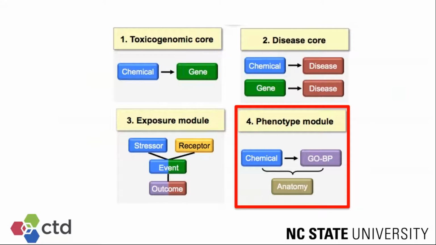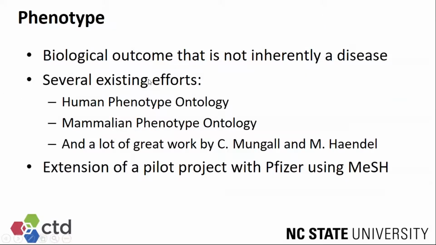Okay, so then the phenotype module. We describe phenotypes as biological outcomes that are not inherently a disease, right? We had this chemical-gene-disease structure, but there's a lot that goes on in between, before you actually get to the disease. We felt that wasn't captured adequately in our database. We looked around at phenotype resources. There are a lot of phenotype ontologies for different systems, and Chris and Melissa have done a lot of work, some of which you heard about, with phenotypes.